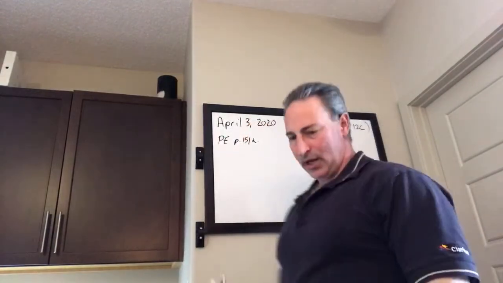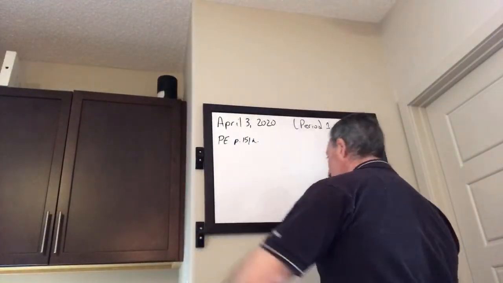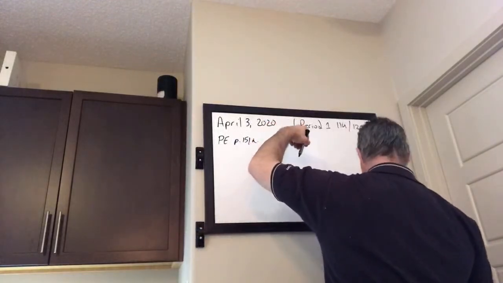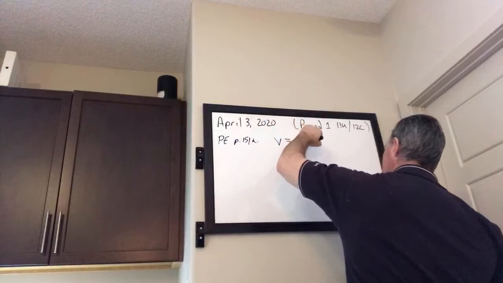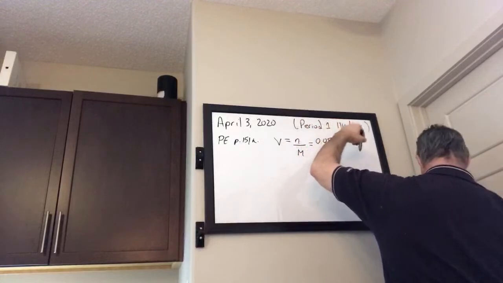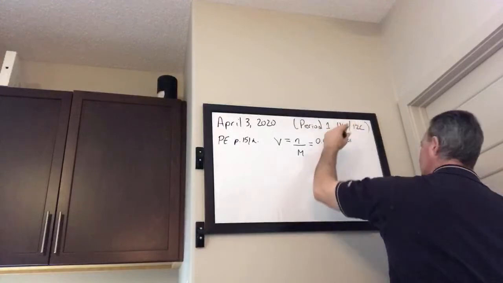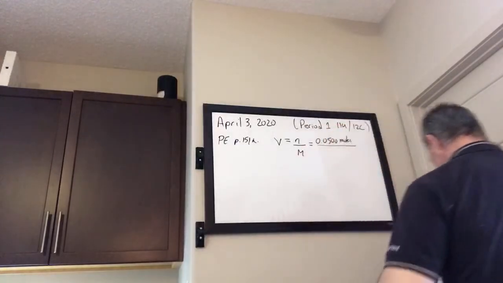Part A says, what volume of 2.5 molar lead(II) nitrate contains 0.05 moles of lead ions? Because they're asking for volume, we're going to use V equals n over M. What we're looking for is 0.05 moles, sorry.